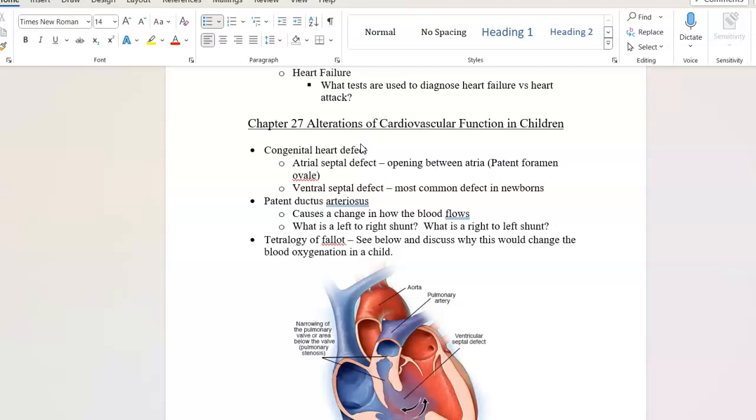So if you can picture that septum between the atria, that should be closed, right? Because when blood flows, it should go through the right side of the heart to the lungs, left side of the heart to the body. If that doesn't sound familiar, you know what you should do. So atrial septal defect is some sort of opening between the atria.